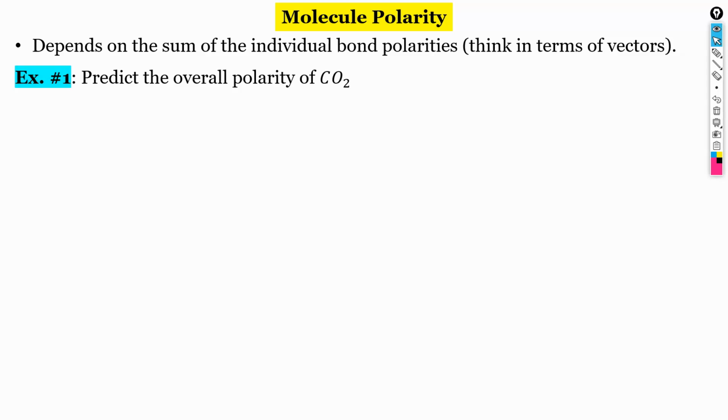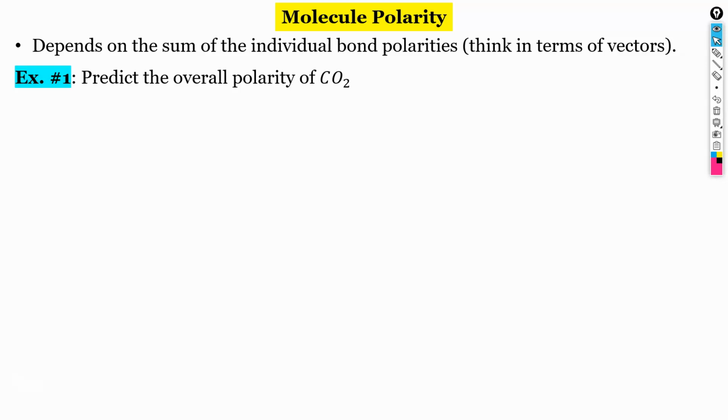All right, in this video, we're going to go through molecule polarity. This is a little bit more involved than just finding bond polarity. We're going to use bond polarity, and we're going to take it a step further to look at the overall polarity of a molecule. The overall polarity depends on the sum of the individual bond polarities. And for this, you want to think in terms of vectors.